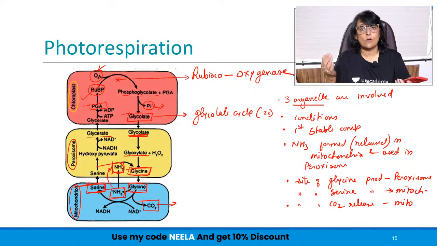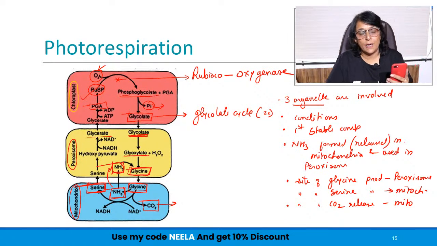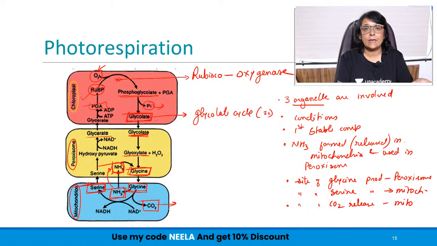What is happening is oxygen is accepted by RuBP. The first compound which is formed is phosphoglycolate, from where phosphate is released and you get glycolate. And so the name of the pathway: this glycolate is a 2-carbon compound, so we call it C2 cycle. Glycolate, where is it produced? In chloroplast. Then it diffuses into peroxisomes, changes into glyoxylate, and then into an amino acid, that is glycine.